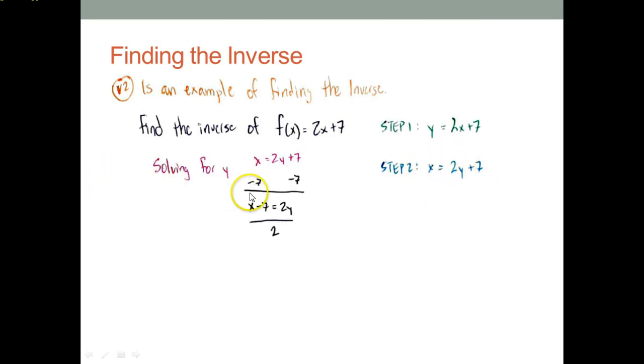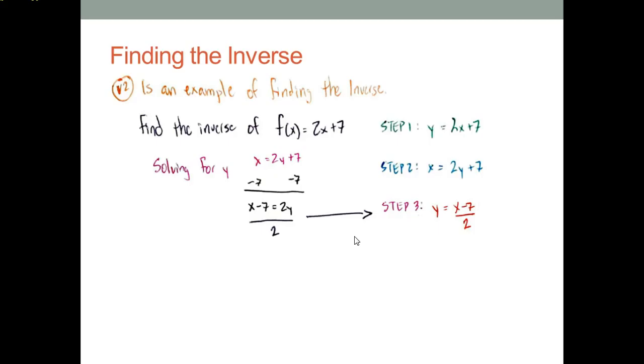Step 3, I'm going to solve for y. So I subtract 7 from each side, and that leaves me with 2y here. And then I divide both sides by 2. And of course that gives me step 3, the solved for y, which is x minus 7 over 2, is equal to just the variable y.